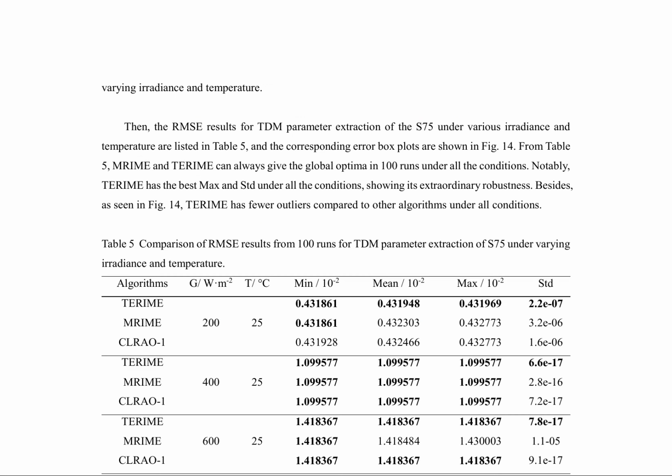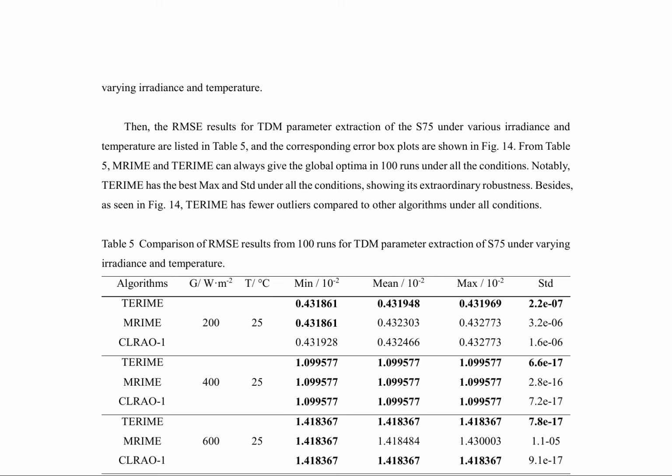The performance of various algorithms for TDM parameter extraction is evaluated under different irradiance and temperature conditions. A comparative analysis of the root mean square error (RMSE) results of TERIME, MRIME, and CLRAO1 algorithms reveals that TERIME consistently outperforms its counterparts, demonstrating its robustness across varying environmental conditions. As depicted in Table 5 and visualized in Fig. 14, TERIME exhibits the lowest RMSE and the fewest outliers across all conditions, underscoring its effectiveness in extracting TDM parameters.